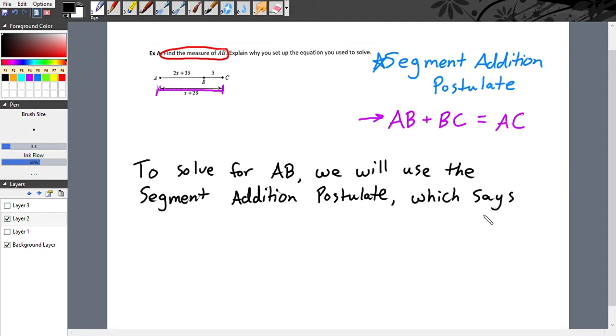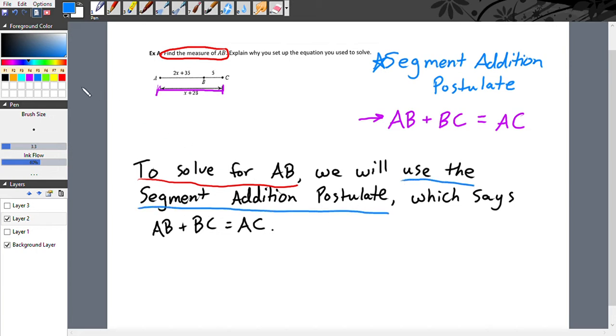And now our last part of our explain, I want to put what does the segment addition postulate say? So this says AB plus BC is equal to AC. So in my explanation here, I've got all three of my steps that I talked about. My first step is to say what it is that I'm solving for. So I said to solve for AB. I started by talking about what I am actually doing. My second step is to say what I am going to use to solve. So I said we used the segment addition postulate. That's what I used. And now the final part of the explain is what does that say?